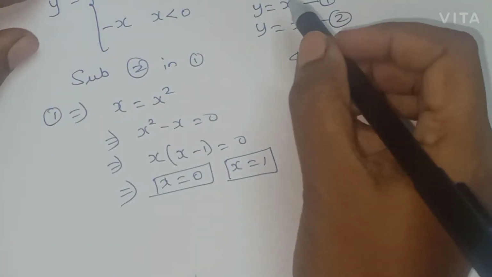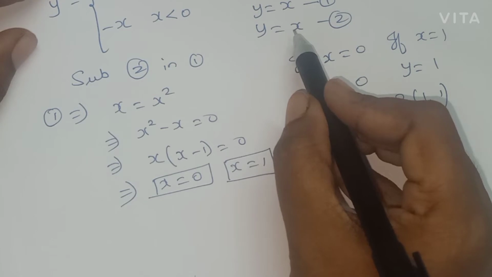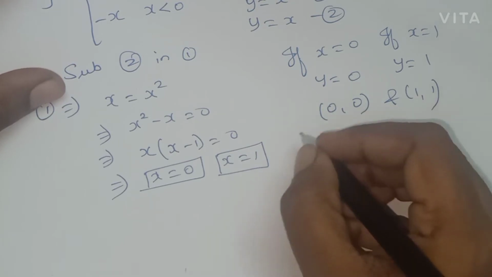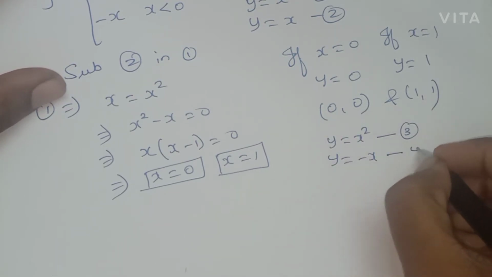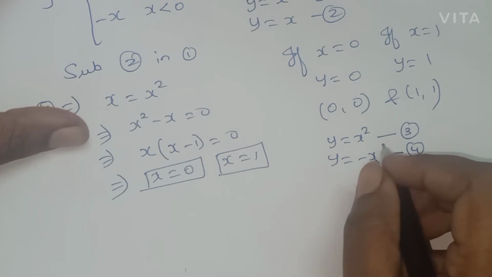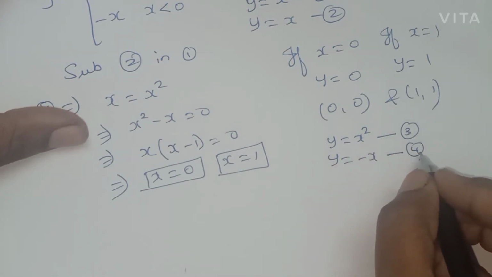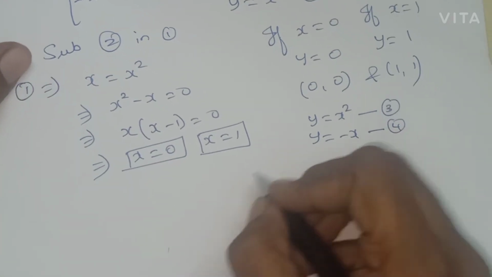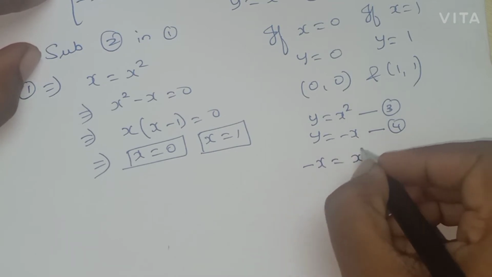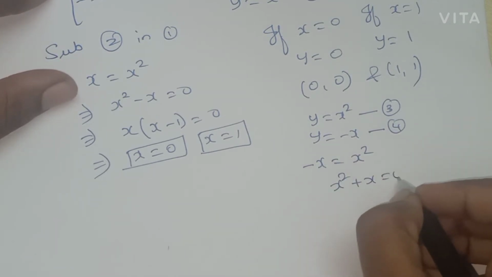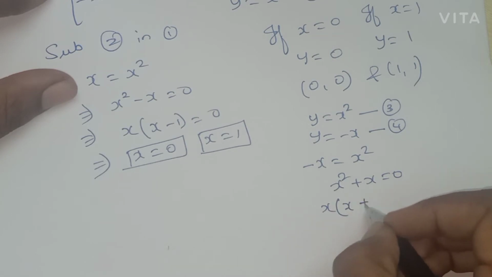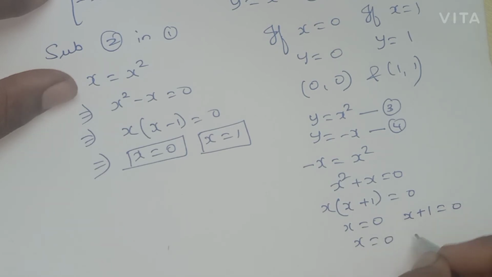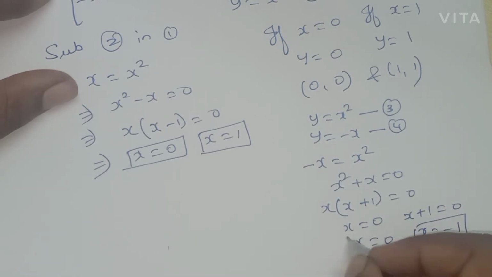Now, next, what happens if y is equal to minus x? So, y is equal to x square, let us name this 3. Y is equal to minus x, let us name this 4. If I substitute 4 in 3, minus x is equal to x square. So x square plus x is equal to 0. If I take x commonly out, we get x into x plus 1 equal to 0. So x is equal to 0 and x is equal to minus 1.